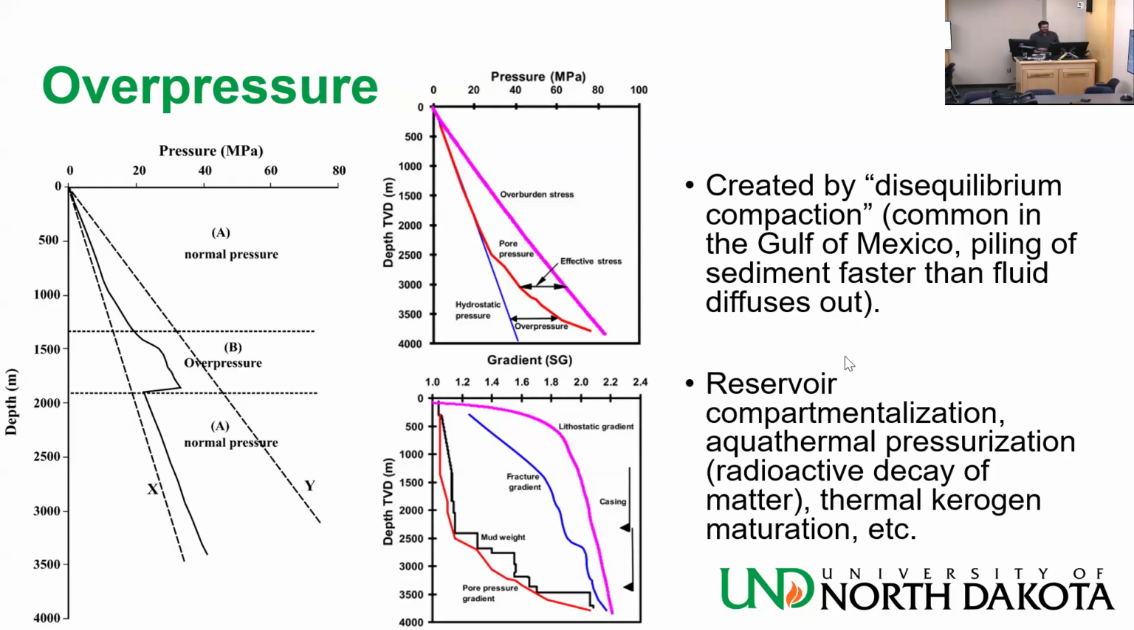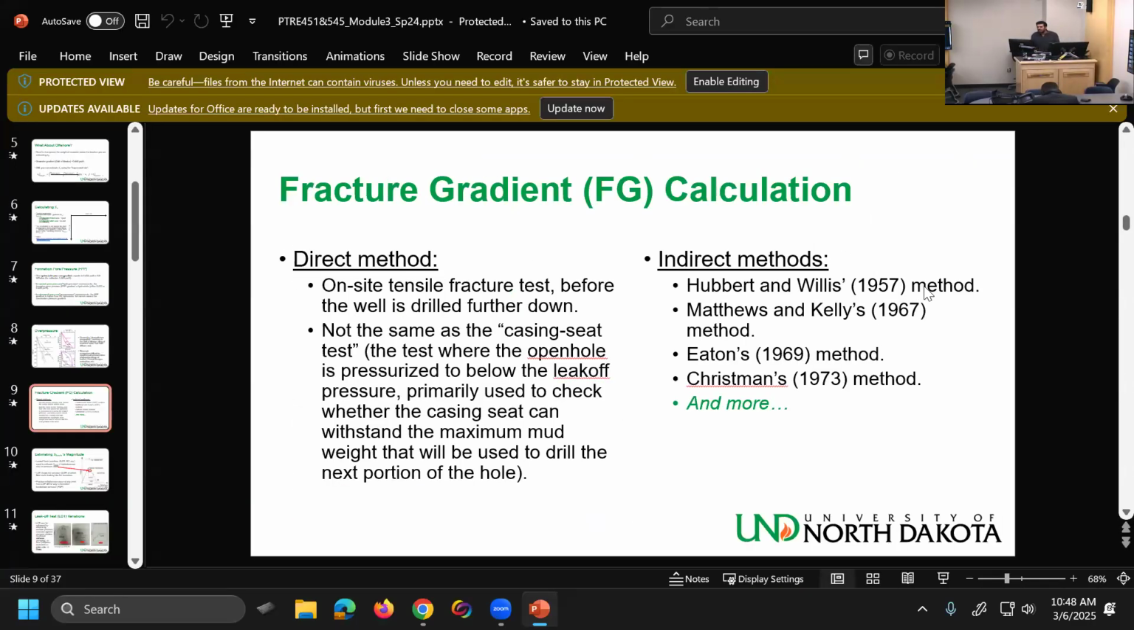This is other stuff that you are going to learn later on in your other classes. Reservoir compartmentalization. That's when you have a lot of heterogeneity, and the reservoir is divided into different pieces. It actually causes overpressure. You can have high pressure there, but not high pressure here. Very, very heterogeneous. Very real life. Aquathermal pressurization, radioactive decay of the matter, thermal kerogen maturation. You guys are doing those in petroleum geology, I guess, but those are things that are causing high overpressure, bigger than the normal pressure, which is the hydrostatic, the 0.433. Anyway, we're going to talk about fracture gradients after the exam.